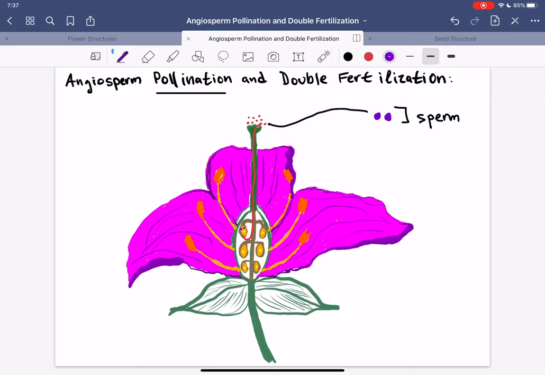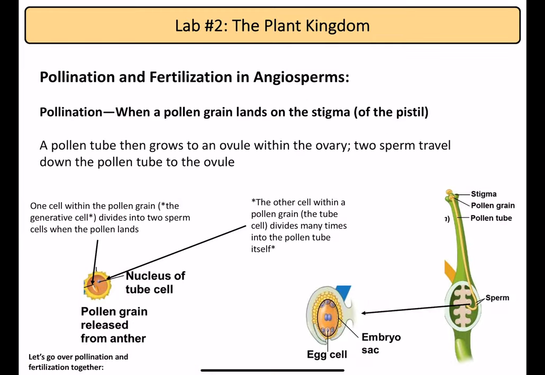But that's not it. There's two fertilization events. So plants are kind of unique in this sense. Right, there's two sperm cells involved. So our next question is, what is the point of that second sperm cell? What is that going to give rise to? And to show you that, I think it will be easier to jump back to our PowerPoint slides.